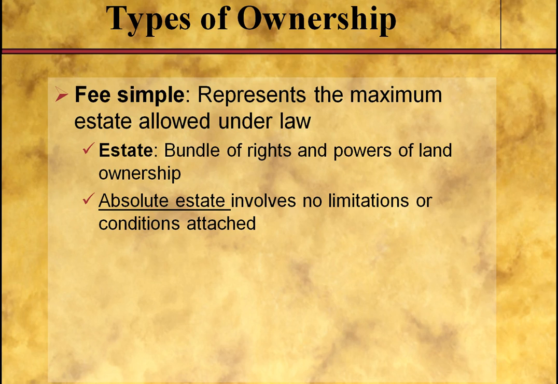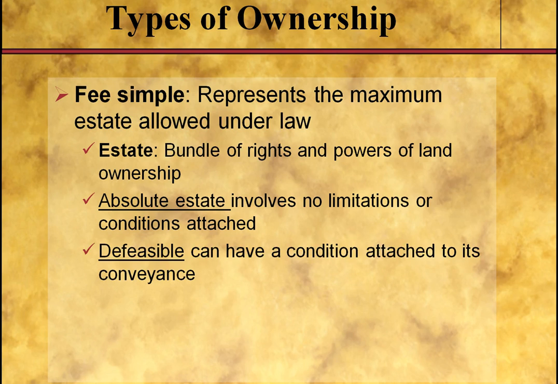The fee simple absolute says there's no limitations or conditions attached. You own that property. Fee simple defeasible has a condition attached to it for its conveyance. These are different types of conditions that the seller may have put on it.